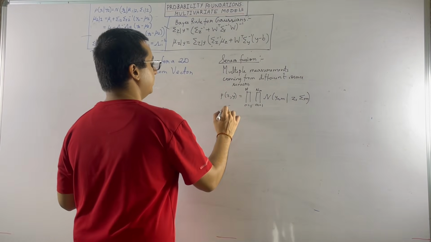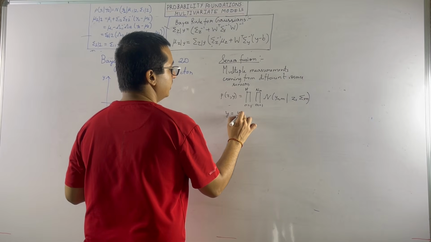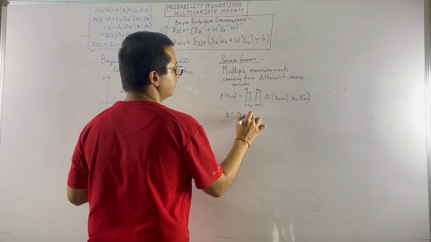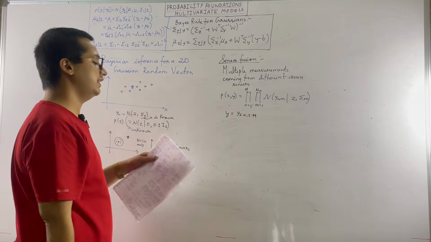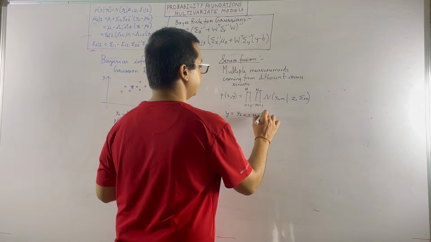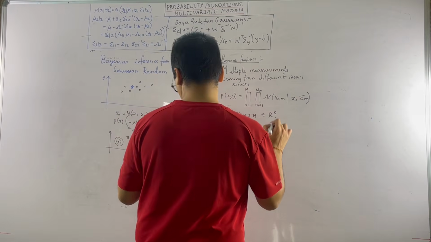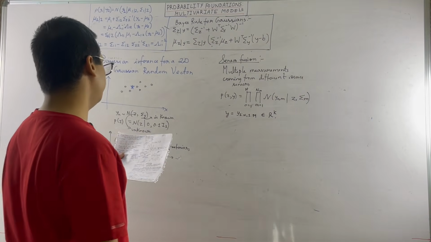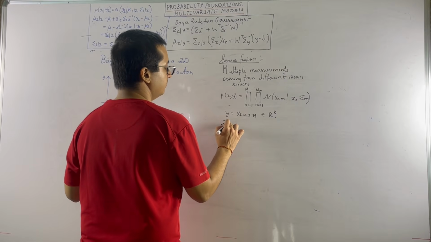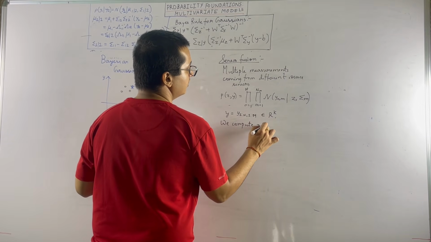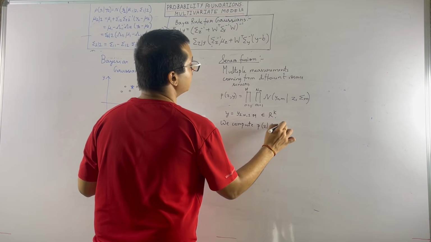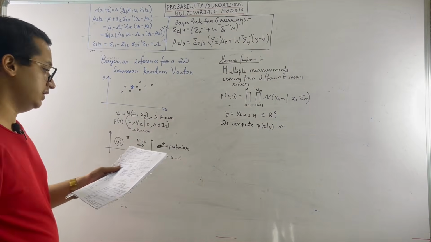So y is basically an n cross m dimensional vector. It's just an example. You don't have to mug this up. I'm just giving an example. All right, so this is a k dimensional vector. Okay, and what do we want to compute? We want to compute p of z given y, right? So we use the same Bayes rule for Gaussians.